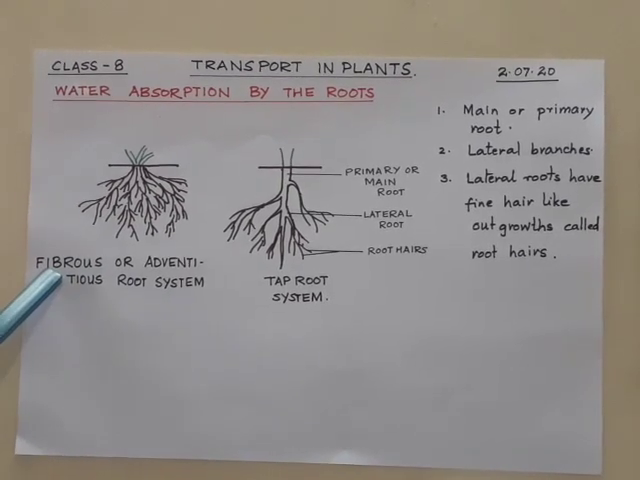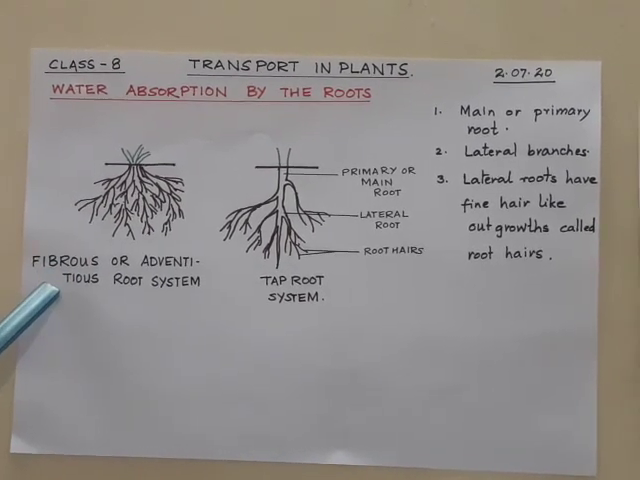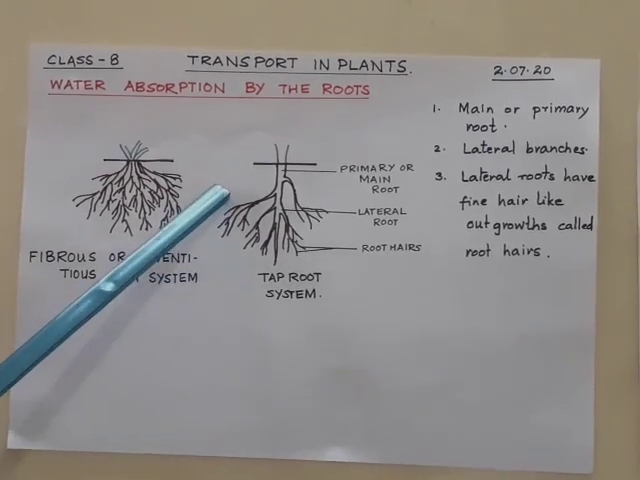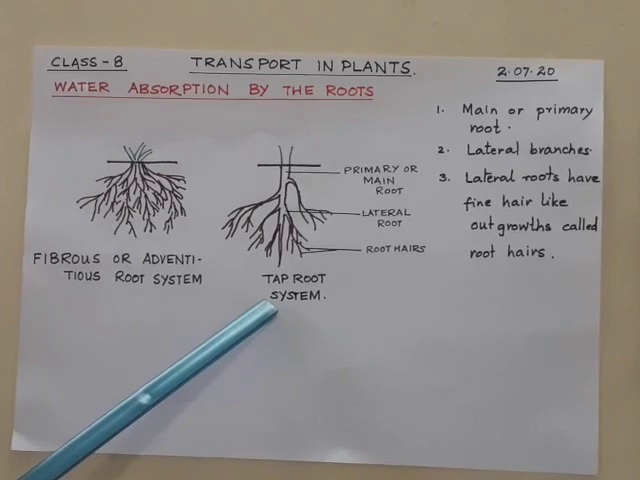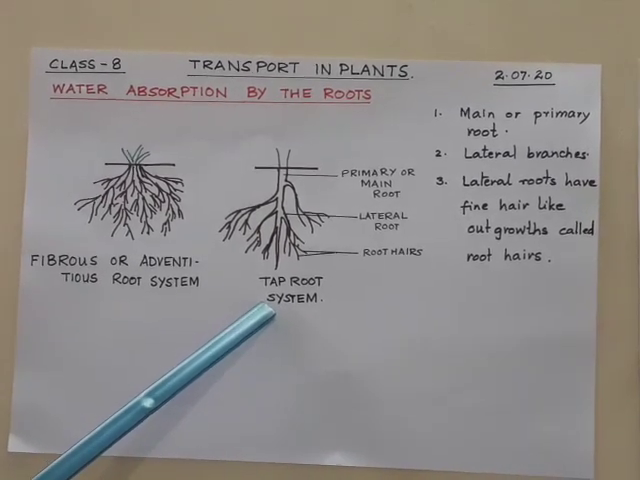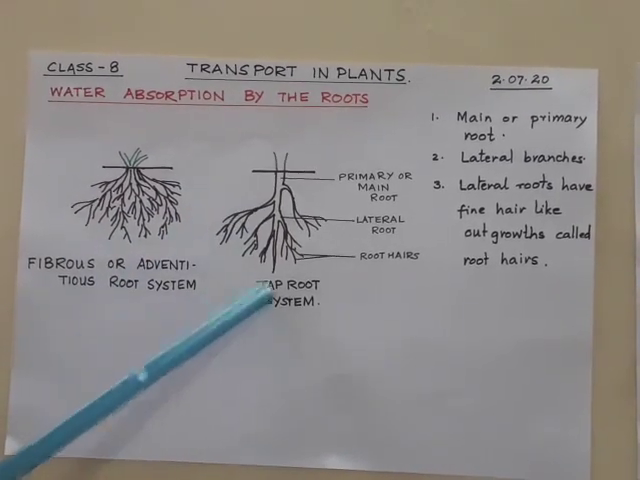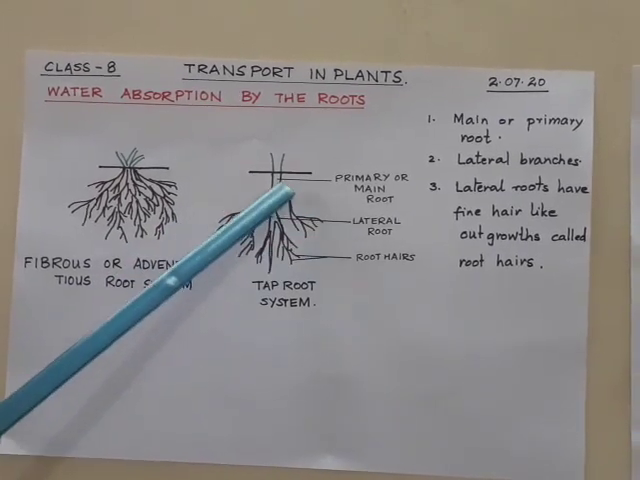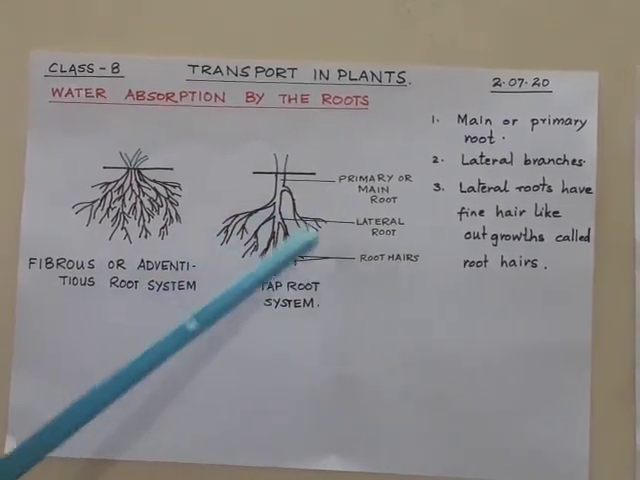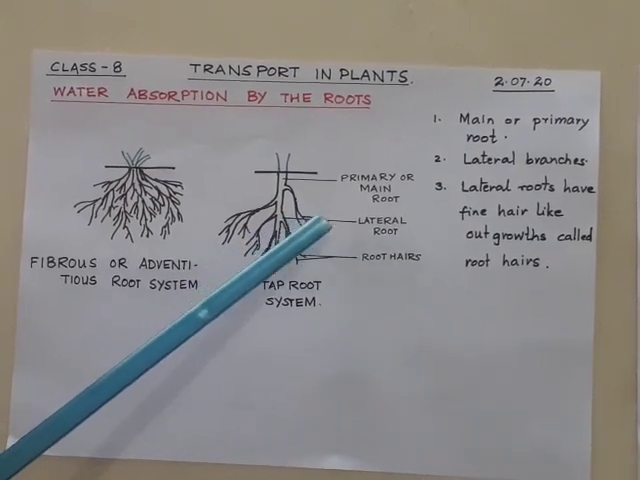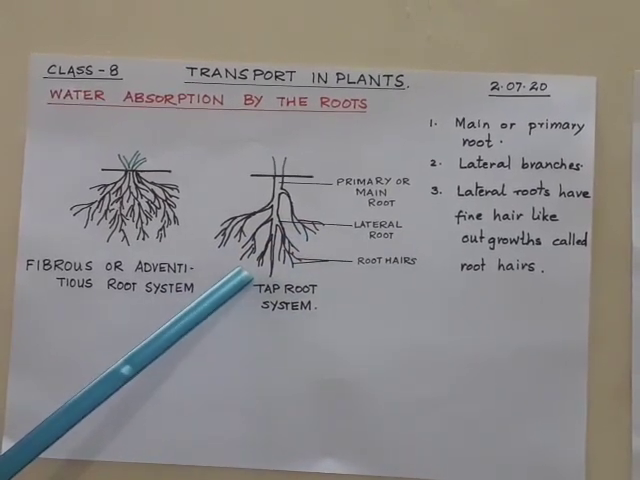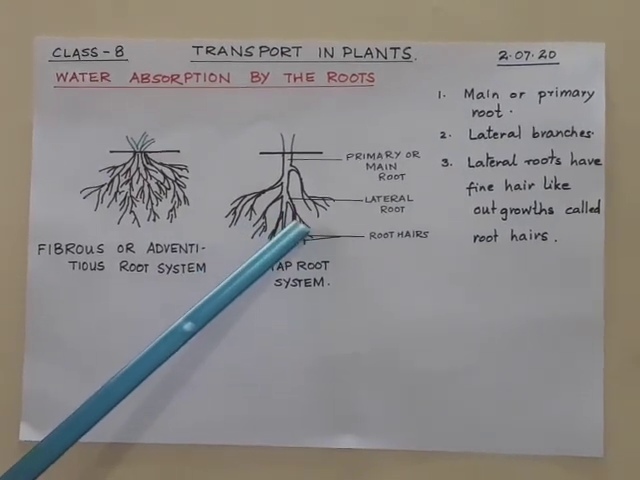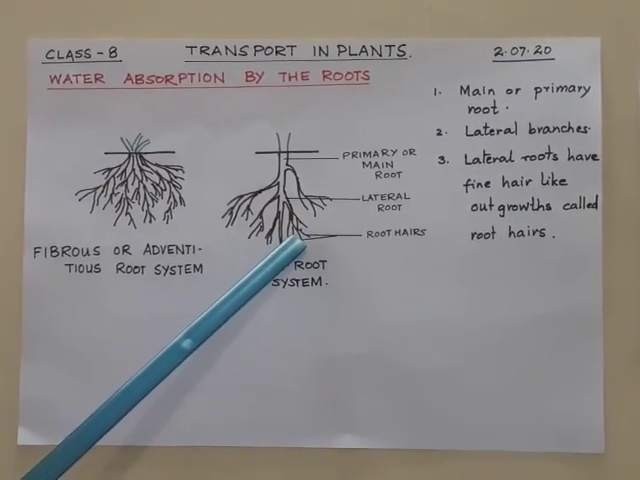One is the fibrous or adventitious root system, which we find mainly in the monocots, and the other one is the tap root system, which is mostly found in the dicots. Now under this there is one primary or main root which gives out lateral branches, known as the lateral roots, and the lateral roots in turn have fine hair-like outgrowths called the root hairs.